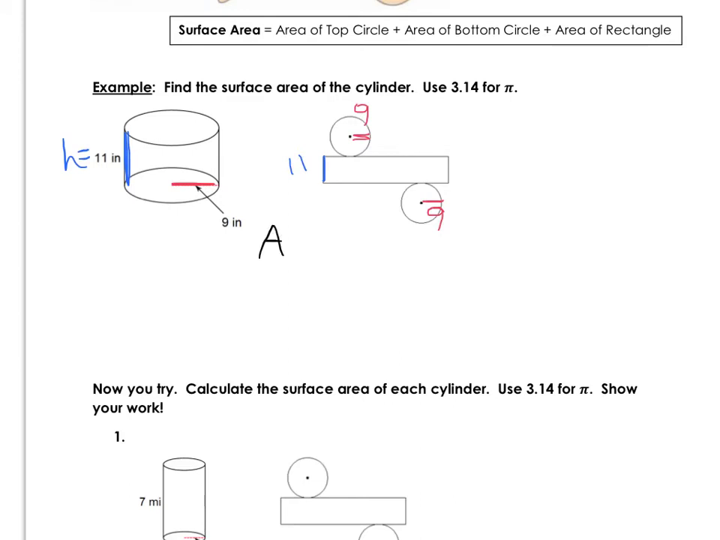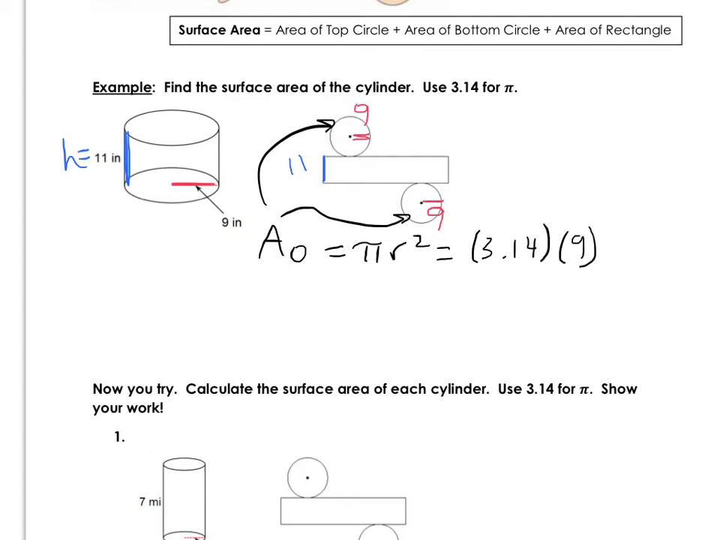So the first thing that I can calculate is the area of the circle. That's going to be the top and the bottom. So a circle, to find its area, is going to be pi times the radius squared. It's 3.14 times my radius 9 squared. And when I go ahead and type that in my calculator, I'll get 254.34. That is the area of the top and the bottom circle, each separately. So when I calculate my total surface area, I'll actually have to include that 254 two different times.